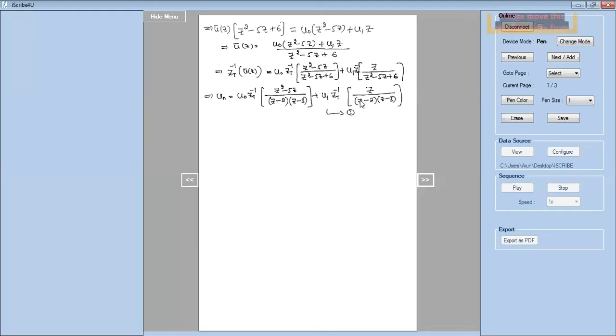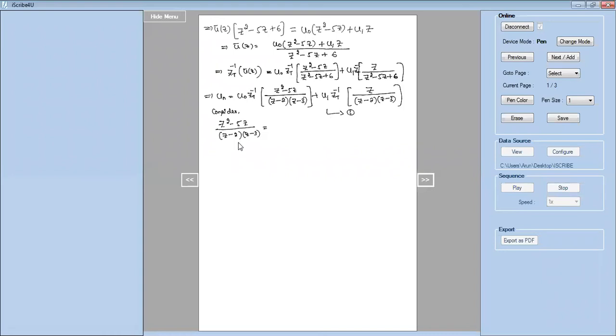So let us consider the first one. Consider (z² − 5z) / ((z − 2)(z − 3)). So we'll find the inverse of this term and then the inverse of this. So find the inverse of this now.